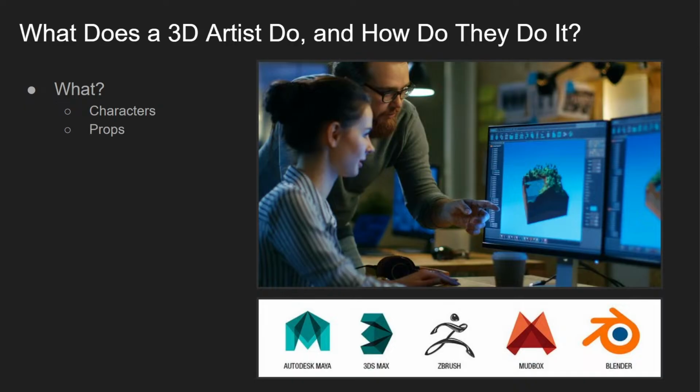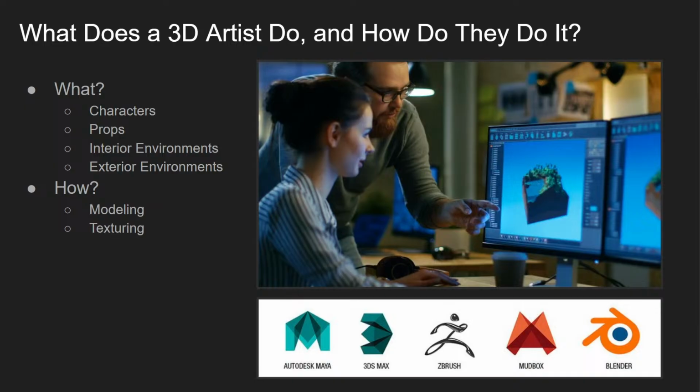But you can make characters, you can make props, you can make interior environments and exterior environments. You do this by modeling, which is like forming the shapes. You can almost think of it as digital clay in a way. But you also add textures to give the look, which is not just the color, it's also the patterns, it's the way light affects the surface of the 3D model. Things like shading, which affect that as well.